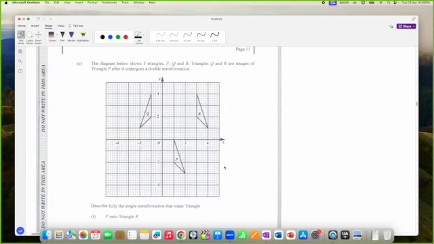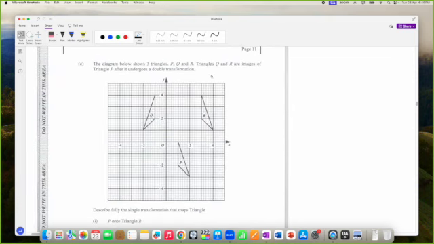The diagram below shows three triangles, P, Q, and R. I can see that. Triangles Q and R are images of triangle P. So this is the object here, and these are the images, right? After it undergoes a double transformation.